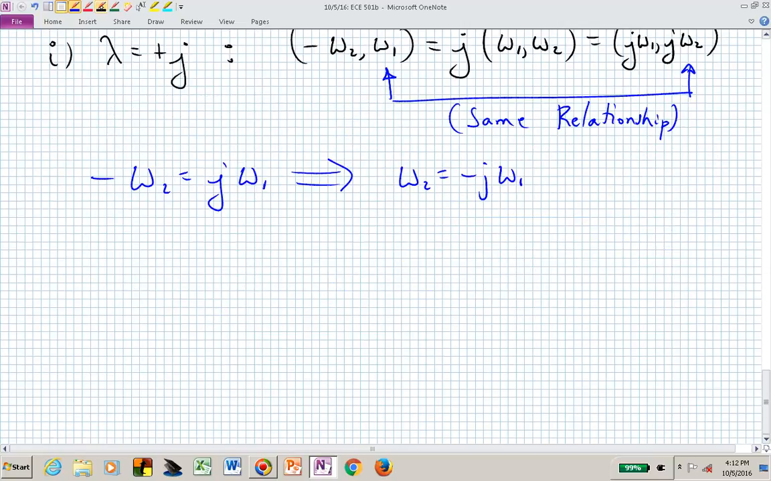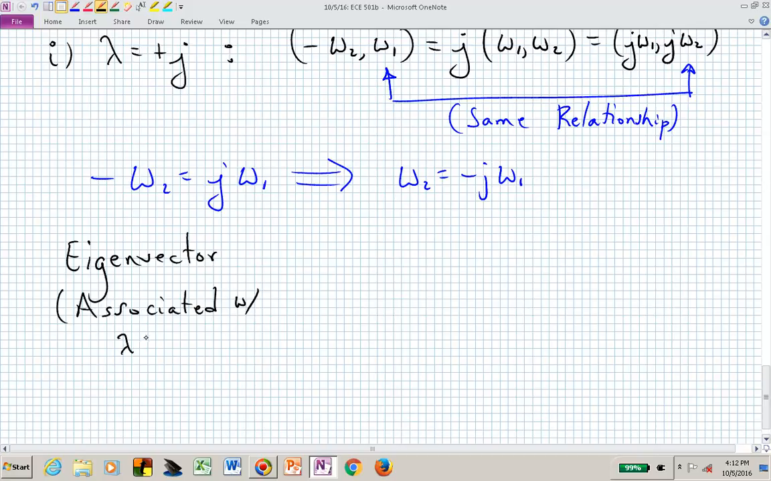Which now says that our eigenvector that's associated with that eigenvalue that was in the upper half of the complex plane, which was plus j, let's say that we call that eigenvector, since it's in the positive y direction or vertical direction in our xy or complex plane, let's just call it w positive, is now proportional or directionally the same as omega 1, and the omega 2 coordinate we just found what it needs to be. It now needs to be minus j omega 1.